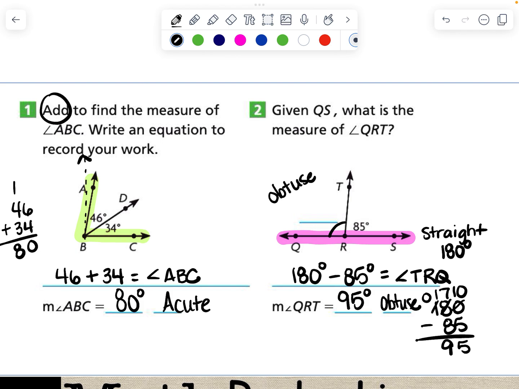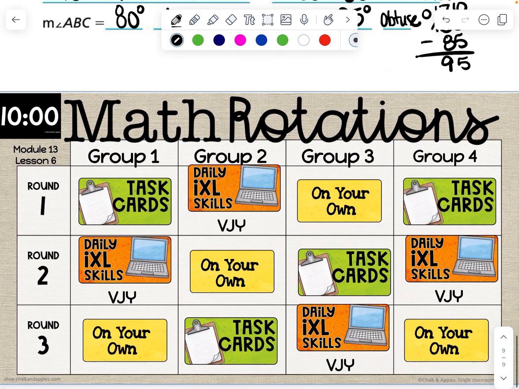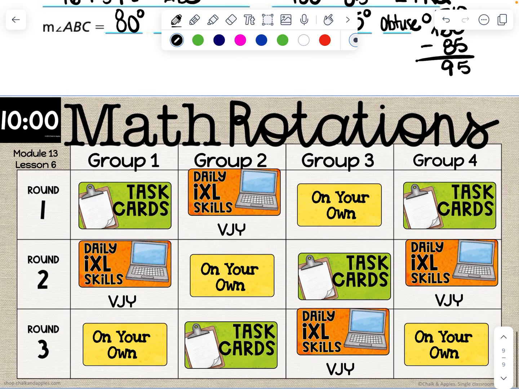You will begin working on your rotations for today, task cards on your own, and IXL.